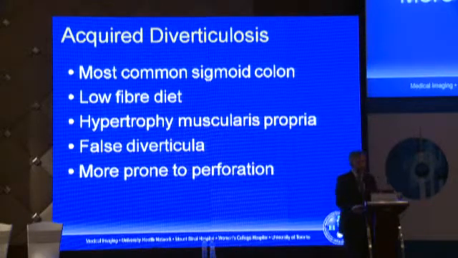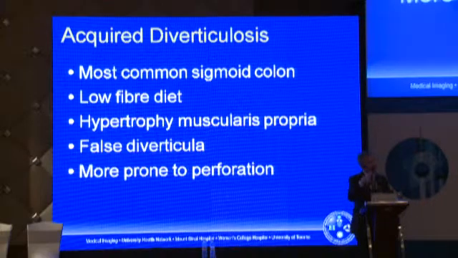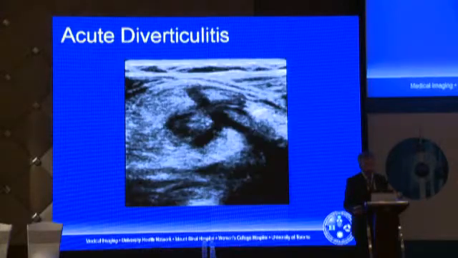Now, acquired diverticulitis, these are false diverticula, most often in the sigmoid colon, very common. At least in our practice today, low fiber diets. Some people believe a large amount of red meat consumption at young ages leads to hypertrophy of the muscularis propria, and then the mucosa finds weaknesses and pushes its way out, and diverticula develop. And these tics are more prone to perforation and obstruction.